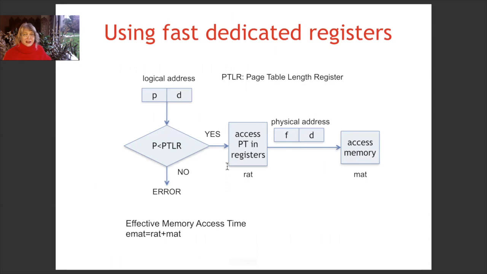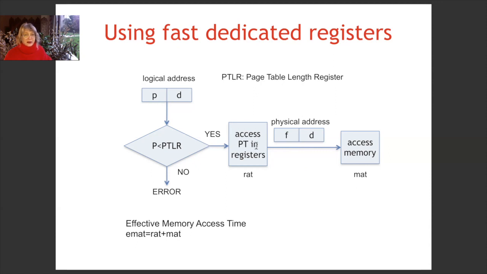Here there's a chart explaining in detail. We have a logical address as a pair of page number and displacement. We have a register which is called the page table length register. The page number is compared with the page table length register, and it should be less than that value. Otherwise, it means that it is out of the region of the process itself. If the answer is no, then there is an error. The answer should be yes to continue.